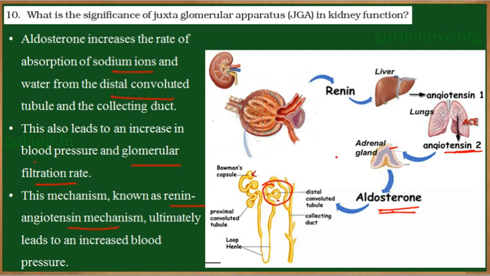So, these are the significance of the juxtaglomerular apparatus in the kidney function. It maintains the blood pressure and the volume of the glomerular filtrate in the ultrafiltration process, and in turn it maintains the volume of the fluid within the body.